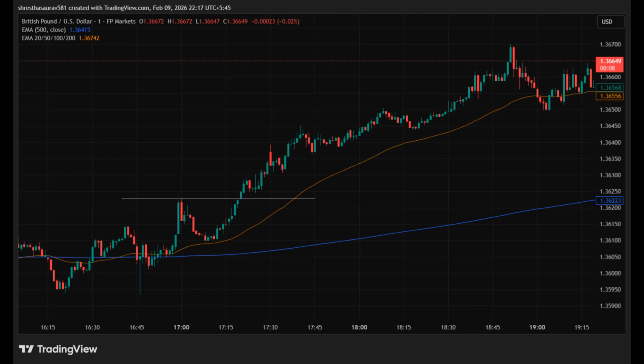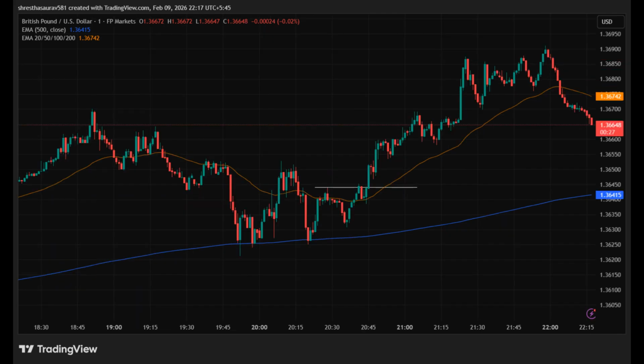The chart shows a 1-minute bullish trend for GBPUSD, characterized by price consistently making higher highs and staying above the upward-sloping exponential moving averages. GBPUSD shows a prevailing bullish trend as the price remains supported by the blue 500-period EMA and recently surged above the orange EMA. After peaking near 1.3690, the pair is currently in a corrective pullback, testing previous consolidation levels as it trends back toward the orange moving average.